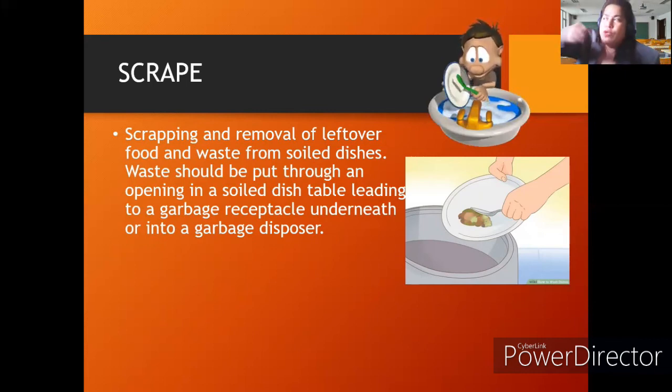Using, of course, pwedeng spoon or fork. Tapos, dinediretso natin sa trash bin or kung may plastic kayo. Yung iba naman ang ginagawa nila, pinagsasama-sama yung mga leftover, tapos pinapakain natin sa mga pets natin kung meron tayong pusa or aso. Mas mabilis kasi mahuhugasan or malilinis yung mga plates or any soiled dishes natin kapag ginagawa natin yung scraping. Okay?